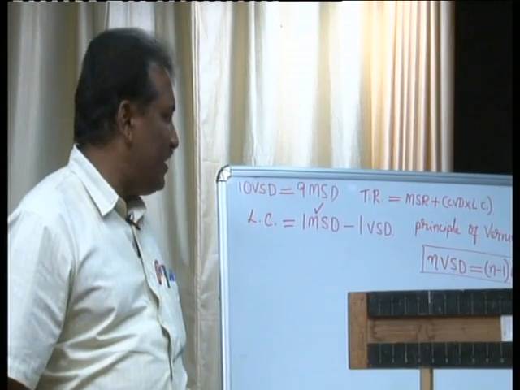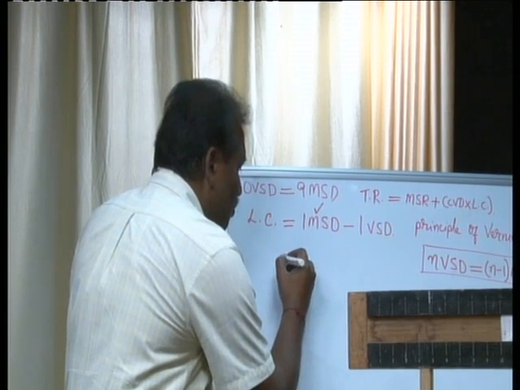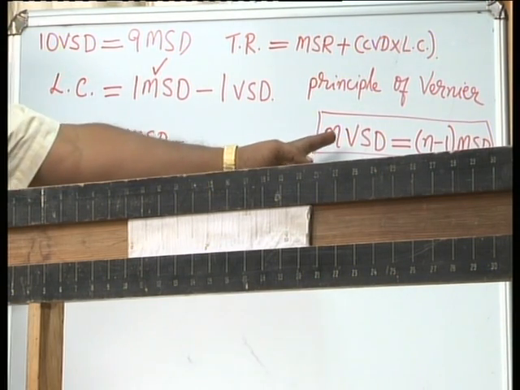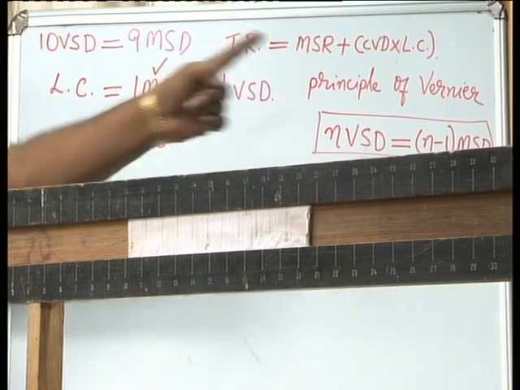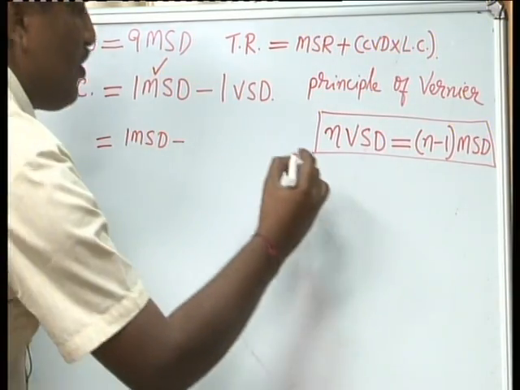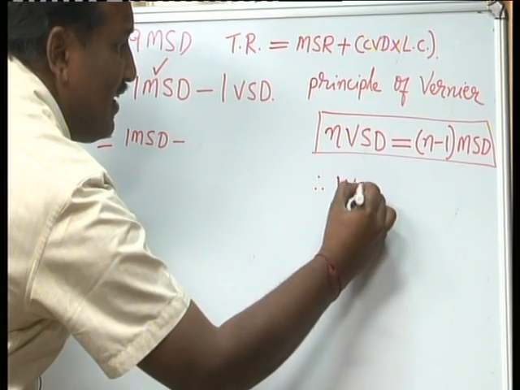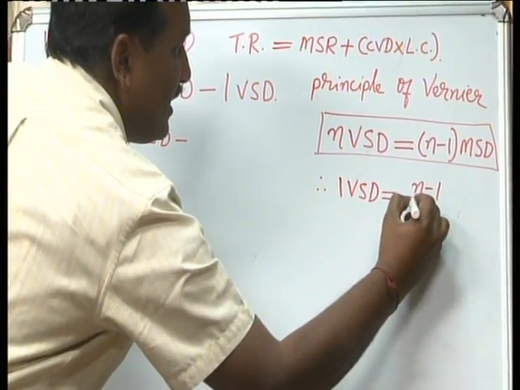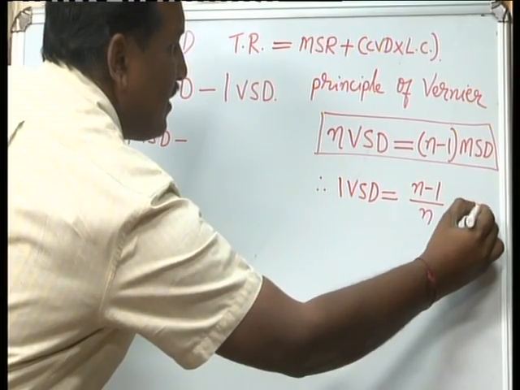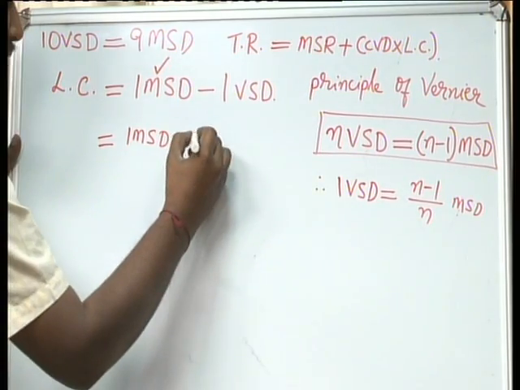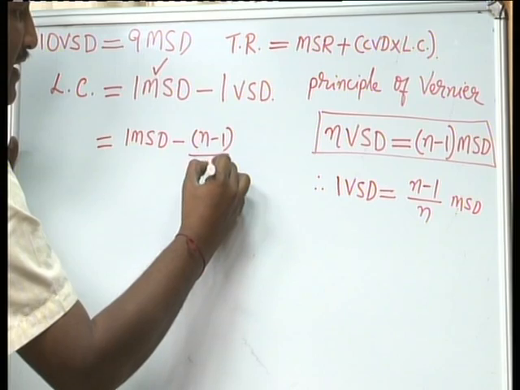Now, the question is how can we calculate the least count? Least count is equal to 1 MSD minus 1 VSD. Here we have N vernier scale divisions equal to N minus 1 divisions of the main scale. Therefore, you can write the value of 1 vernier scale division is equal to N minus 1 divided by N MSD. I simply transfer N to the right hand side, it comes to the denominator. So instead of 1 VSD, I can replace it by N minus 1 divided by N MSD.